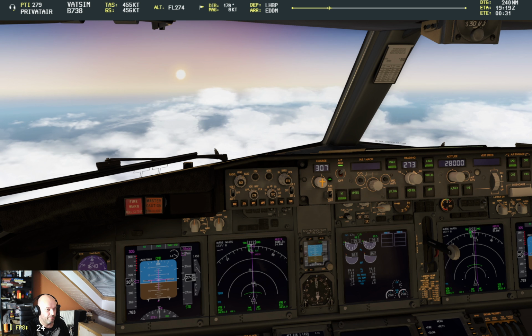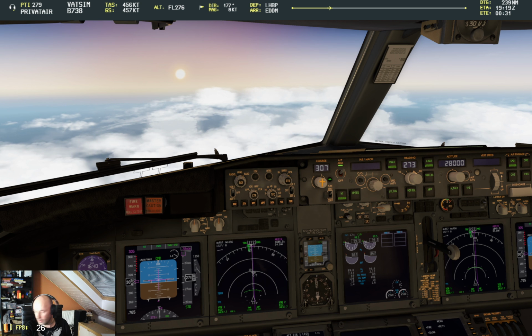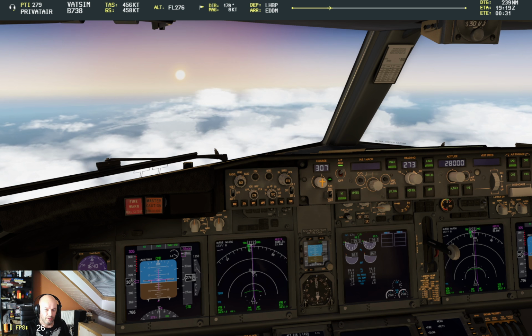Yeah, we're catching up with Daniel here. He's less than 10 miles in front of me at level 285, still climbing. 301 away, ready to descend. Wow, this pilot is very loud and the ATC is a bit quiet.